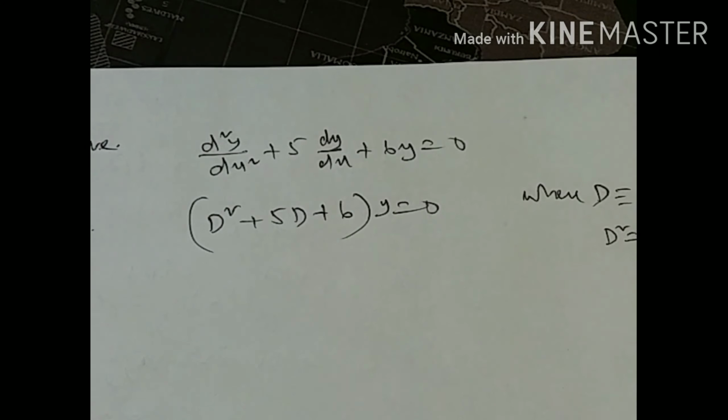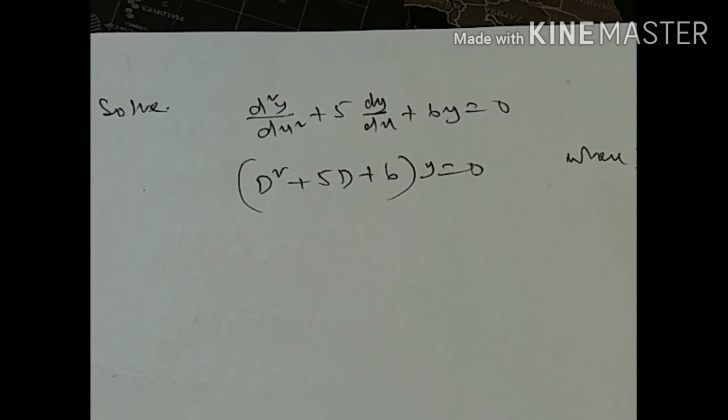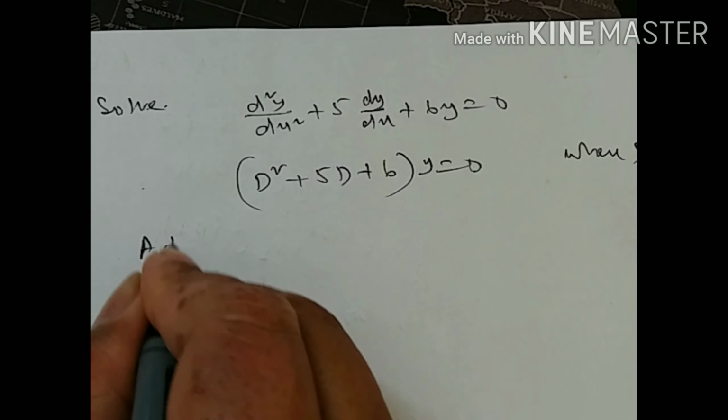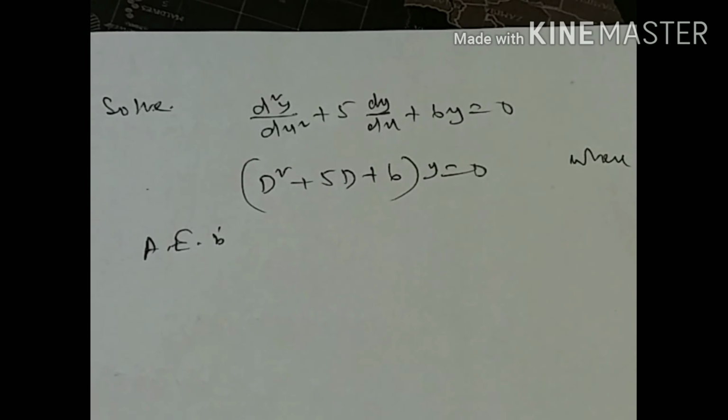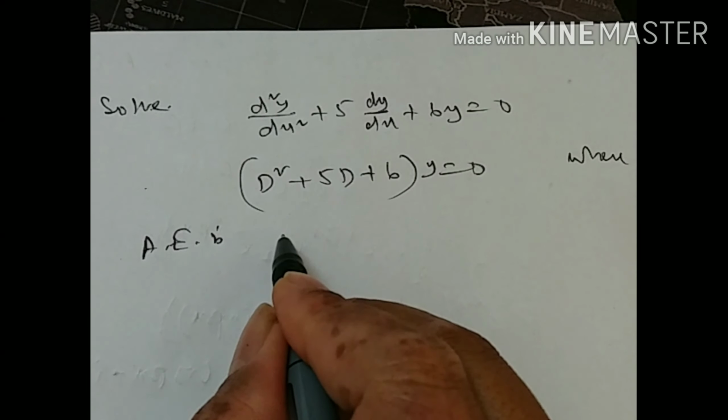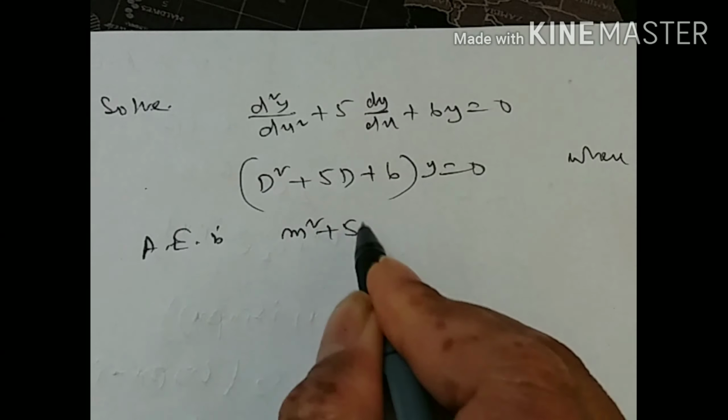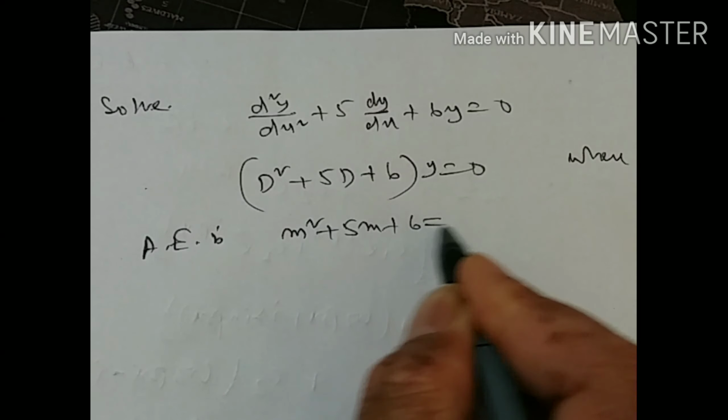So first step is over. We are already writing the equation in symbolic form. Next step is to write the auxiliary equation. The auxiliary equation is just simply writing m in place of D. So m square plus 5m plus 6 equal to 0.